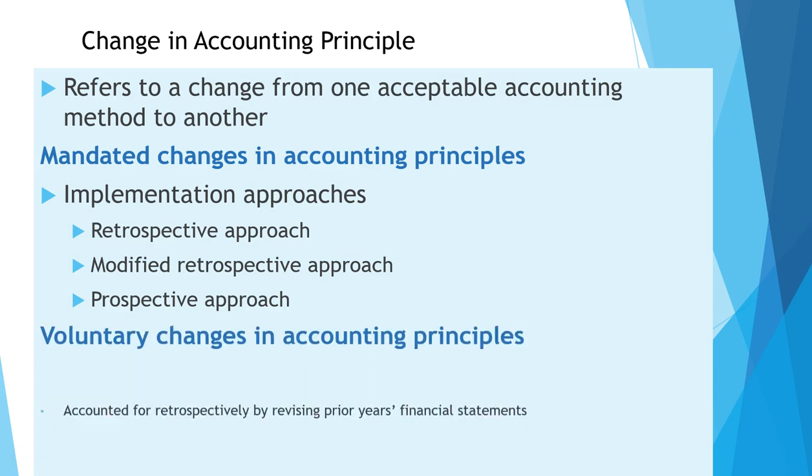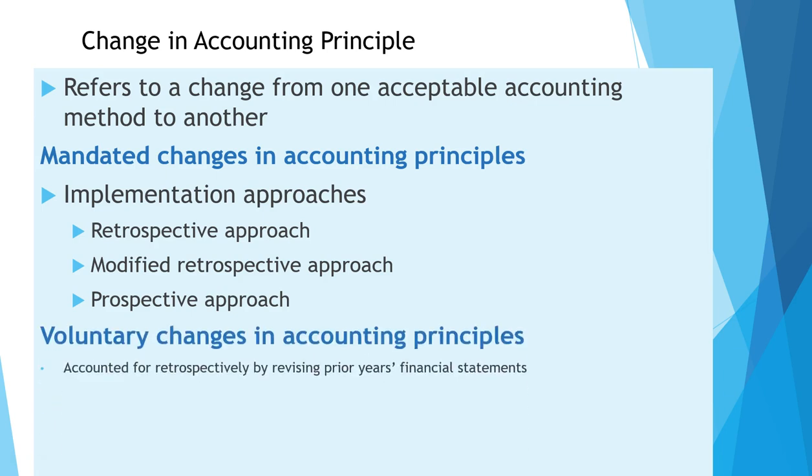Voluntary changes in accounting are accounted for retrospectively by revising prior year financial statements. That would again be a change in inventory costing, going from, let's see, LIFO to FIFO would be an example.